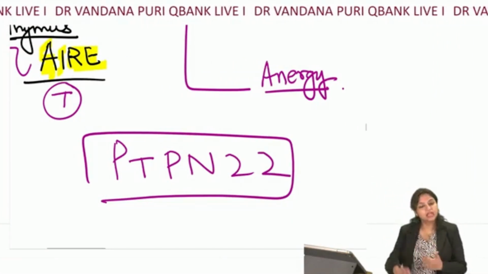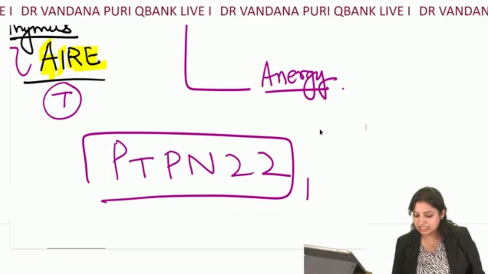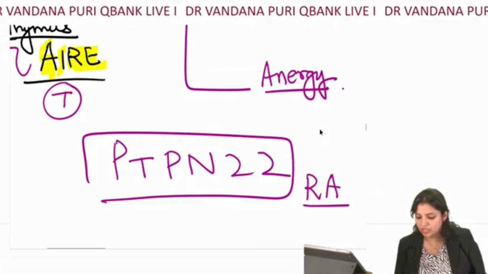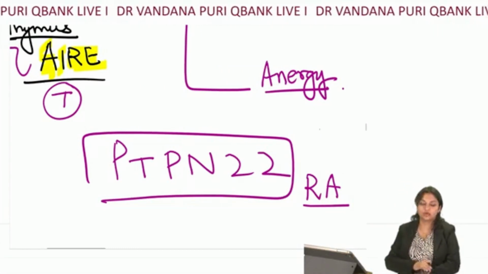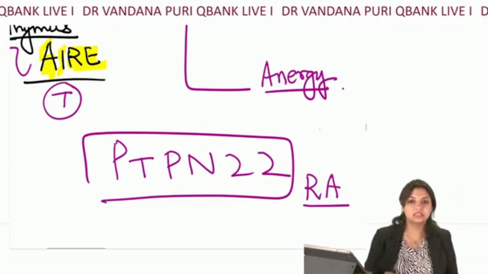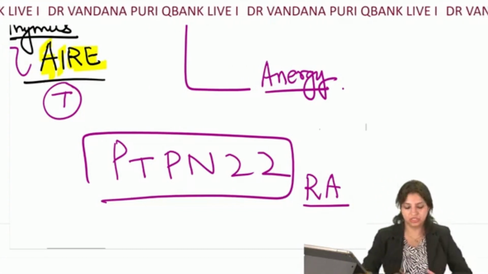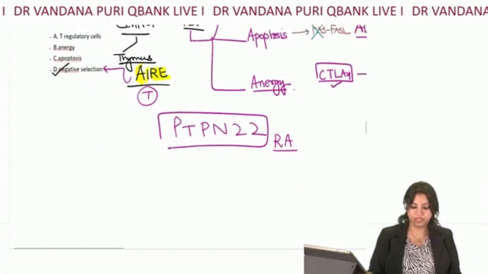So what happens is self-reactive T cells can escape. This is typically associated with rheumatoid arthritis. This is one of the very common genes associated with rheumatoid arthritis, and this is the PTPN22 gene. Okay, most common gene associated with autoimmunity.